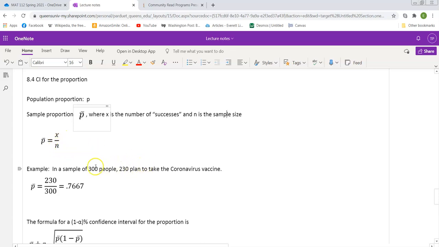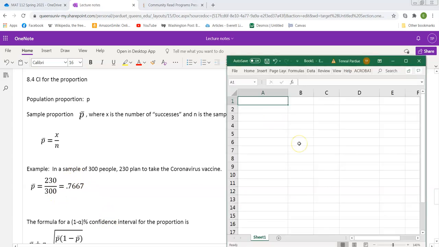So let's just say, for example, in a sample of 300 people, 230 of them plan to take the coronavirus vaccine. So that would be X, which is 230, the thing we're counting in our sample, divided by 300, our sample size, which comes out to be 0.7667. Proportions have to be between 0 and 1. Any proportion outside of that is not a valid proportion.